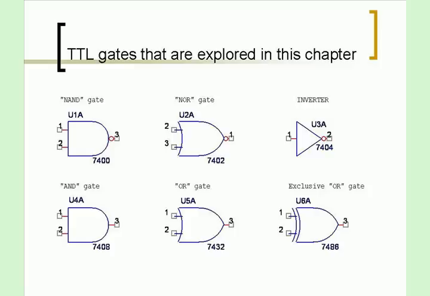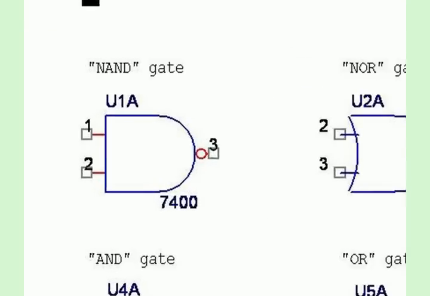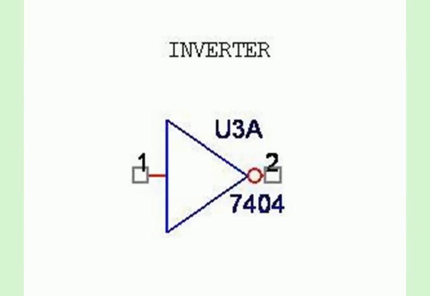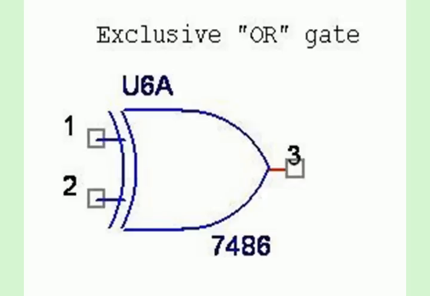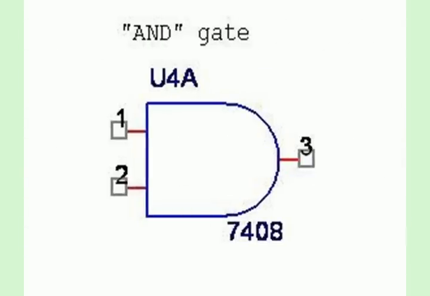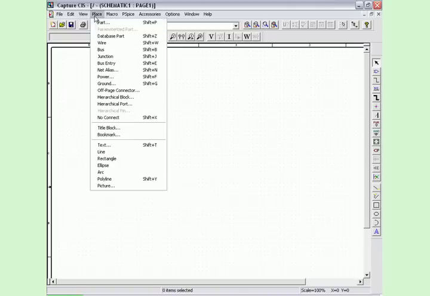The gates that are to be explored are the 7400 NAND gate, the 7402 NOR gate, the 7404 inverter, the 7486 exclusive OR gate, the 7432 OR gate, and the 7408 AND gate.